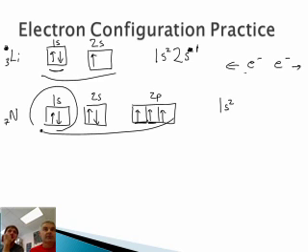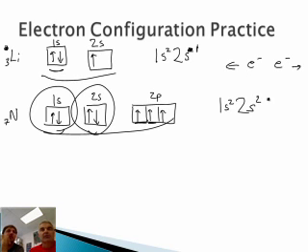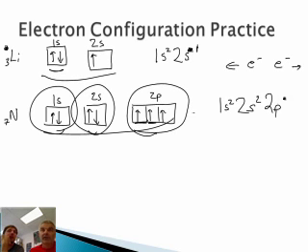So this is the orbital notation, and then for the electron configuration, you'll write 1s2 because there's 2 electrons here. 2s, how many electrons? 2. And then you'll say 2p. Now it's all of them combined. How many in there? There's 3. So that's the electron configuration.